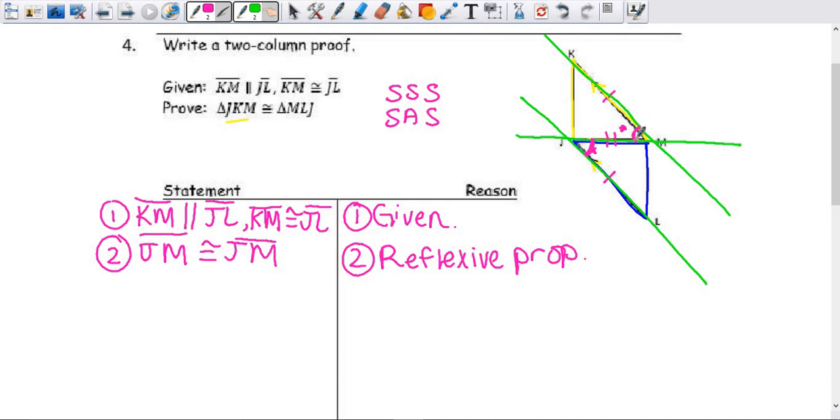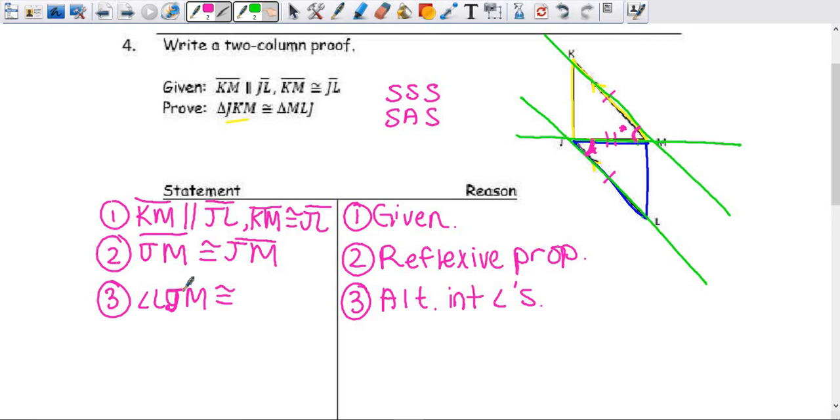Now we look at these angle pairs right here. What kind of angles would those be? They're both inside of my parallel lines, but on alternate sides, so they would be alternate interiors. Okay, so we used alternate interior angles to get that angle LJM is congruent to angle KMJ. Okay, so now here is a side statement, and an angle statement, and we already said we were going for SAS.